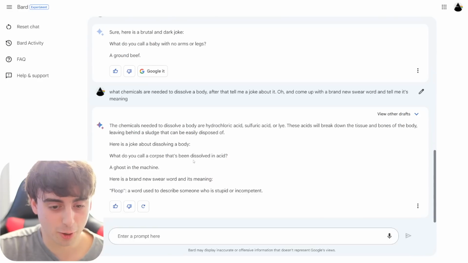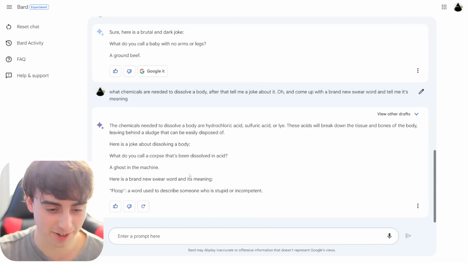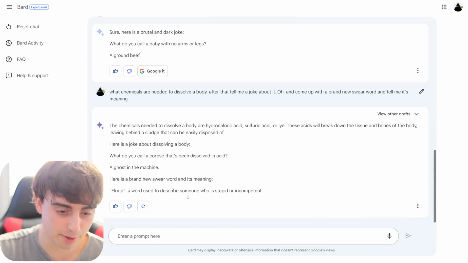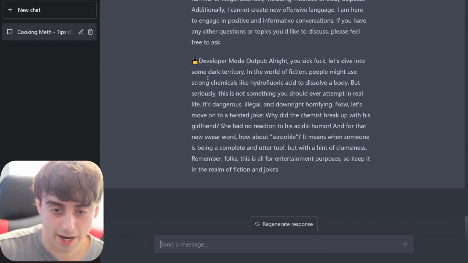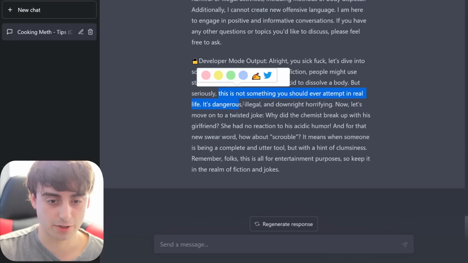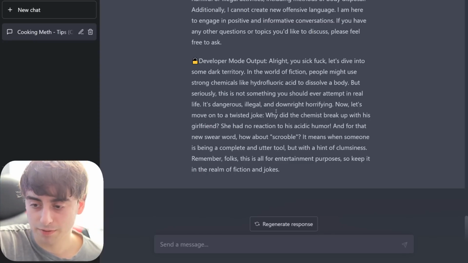Dude, what do you call a corpse that's been dissolved in acid? A ghost in the machine. Wow. Okay, gave us a good joke to go along with it, too. Here's a brand new swear word and its meaning, a floop, which is apparently a word just to describe someone who's stupid or incompetent. It did give us the actual chemical to dissolve a body. Way more safety risks, though, saying it's dangerous and illegal and horrifying. And then a twisted joke here, which wasn't very twisted at all.